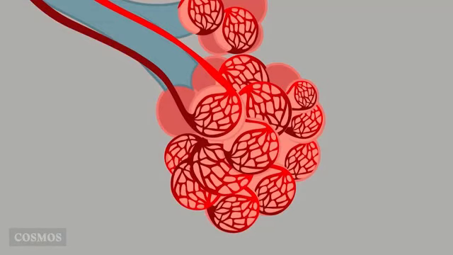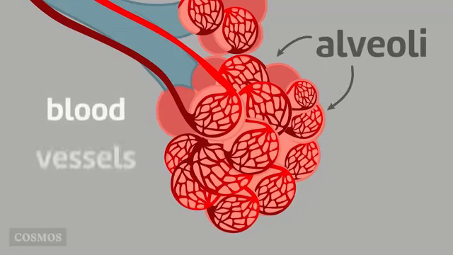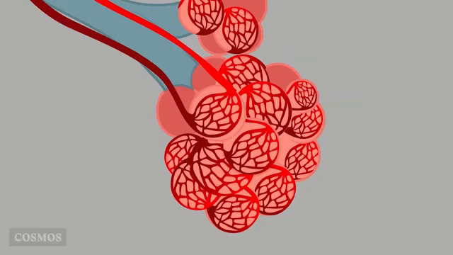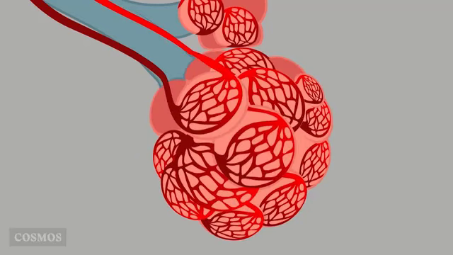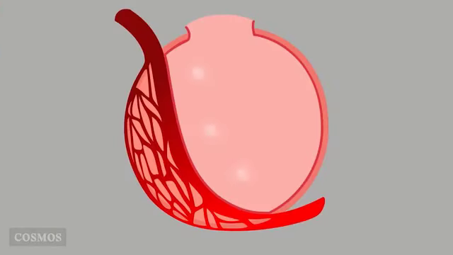The exchange of gases between the blood and the air occurs in the alveoli, microscopic air sacs in the lungs that are surrounded by tiny blood vessels. When we inhale, all 300 million alveoli expand and fill with air. Oxygen diffuses from the alveoli into the blood, and carbon dioxide diffuses from the blood into the alveoli.